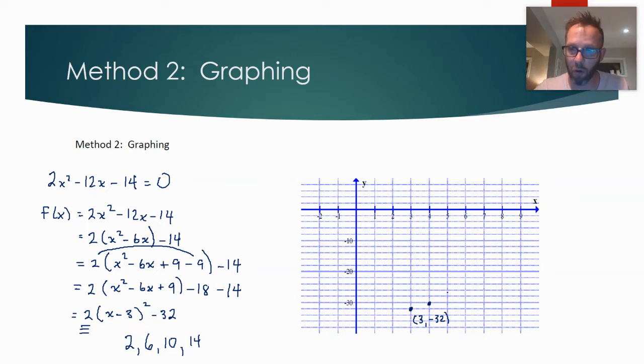Over 1 up 2, over 1 up 6, over 1 up 10, and then 14 would be 7 of these squares, and then we get to 7. And if you do the same thing on the other side, over 1, over 2, oh, did I make a mistake there? Yeah, I did.